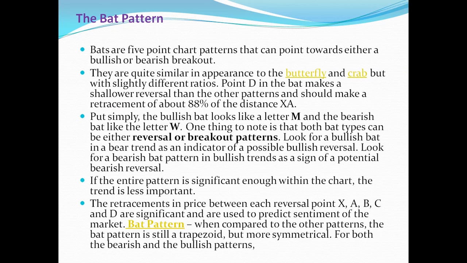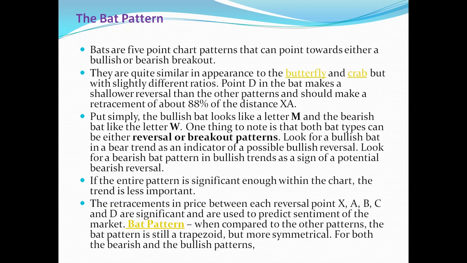Bat pattern. So let's go ahead with the bat pattern. Bat is a 5 point chart pattern that can point toward either a bullish or bearish breakout. It is quite similar in appearance to the butterfly and crab, but with slightly different ratios. Point D in the bat makes a shallower reversal than the other patterns and should make a retracement of about 88% of the distance XC. Put simply, the bullish bat looks like a letter M and the bearish bat looks like a letter W.